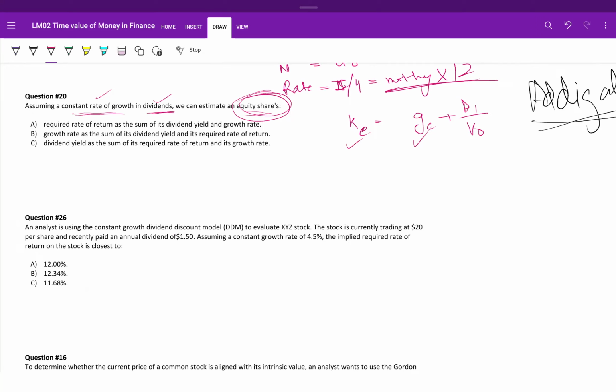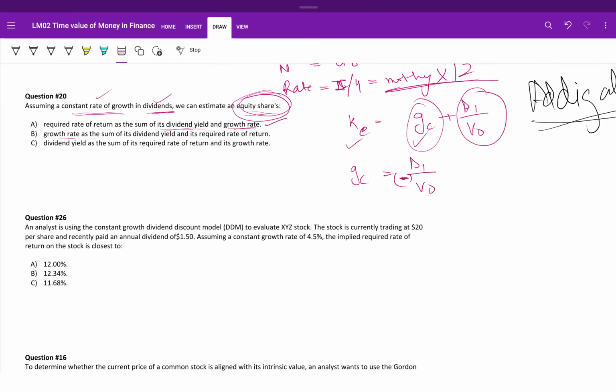Okay, let's go through the options given to us. The first option says the required rate of return is the sum of dividend yield and growth rate. This seems okay. The next says growth rate as the sum of dividend yield.